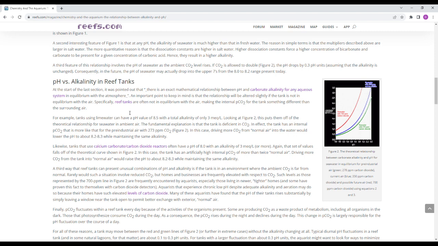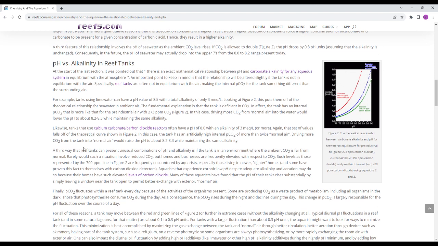to equal it. A third way that reef tanks can present an unusual combination of pH and alkalinity is if the tank is in an environment where the ambient CO2 is far from normal. Rarely will such a situation involve reduced CO2, but homes and businesses are frequently elevated with respect to CO2.